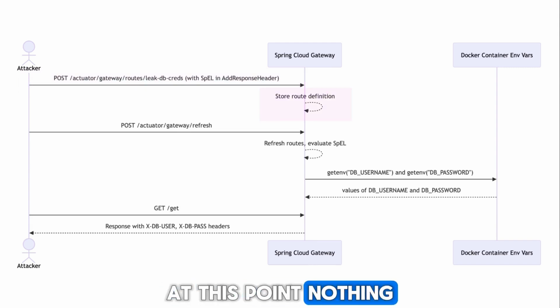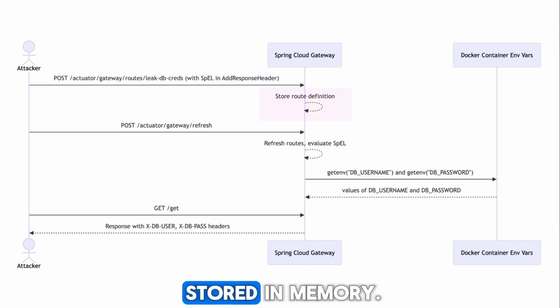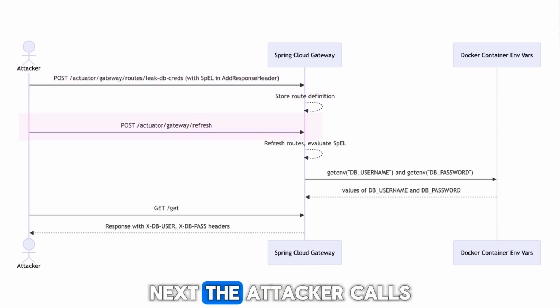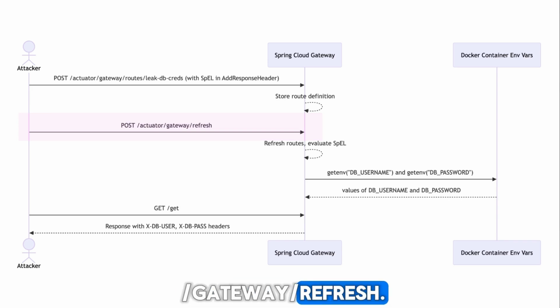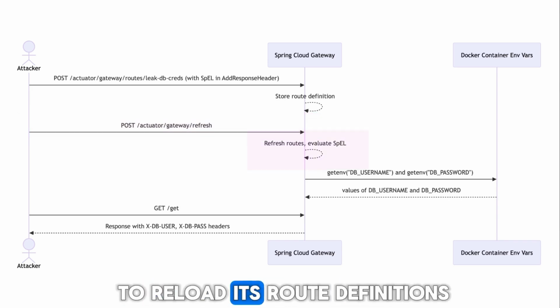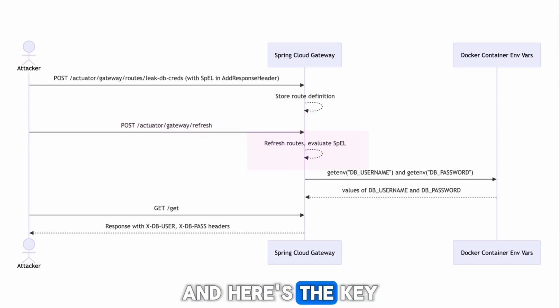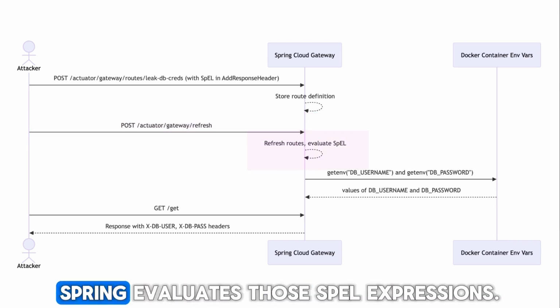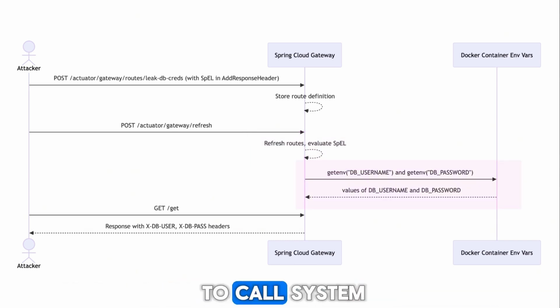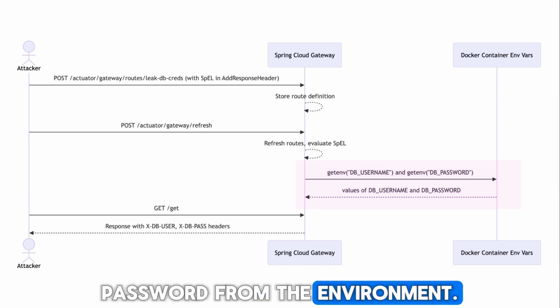At this point, nothing happens yet. The route is just stored in memory. Next, the attacker calls gateway refresh. This tells the app to reload its route definitions. And here's the key. During that reload, Spring evaluates those SpEL expressions. That triggers the app to call System.getenv and pull out the values of DB username and DB password from the environment.